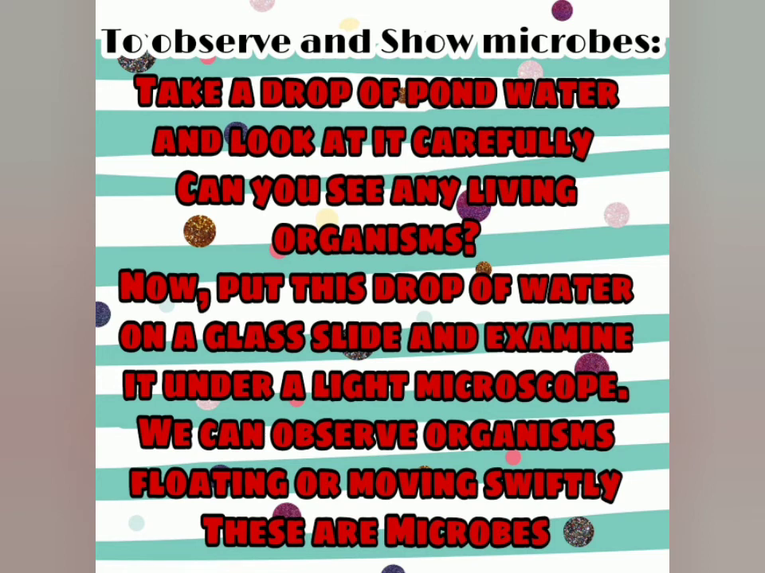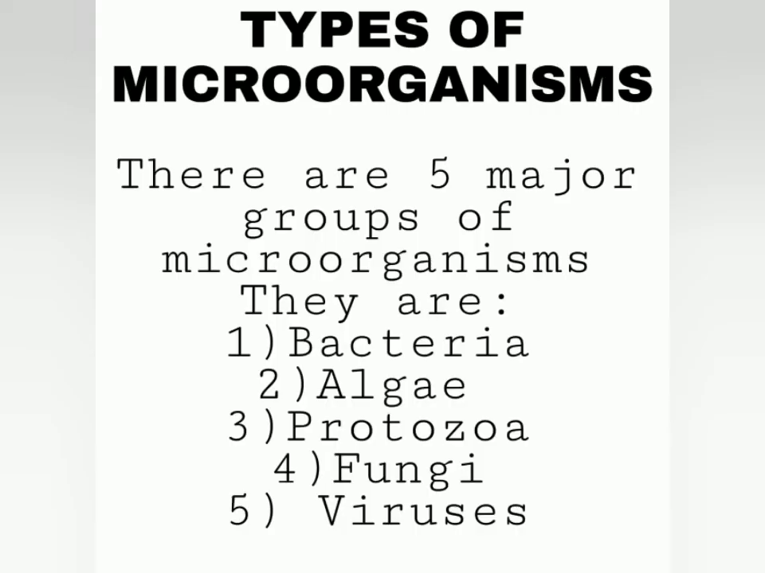To observe and show microbes, take a drop of pond water and look at it carefully. Can you see any living organisms? Now, put this drop of water on a glass slide and examine it under a light microscope. We can observe organisms floating or moving swiftly. These are microbes.